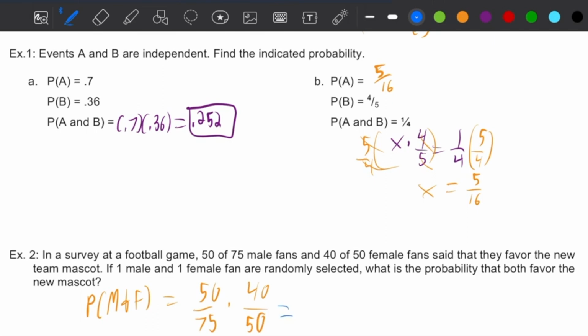So you can reduce and multiply together. I'm going to reduce 50 and 50 to 1 and 1. And 40 and 75, I'm going to reduce by 5, so 40 reduces to 8 and 75 reduces to 15. So we get 8 out of 15. So the probability that both favor the new mascot, if you randomly select a male and a female, is 8 out of 15.